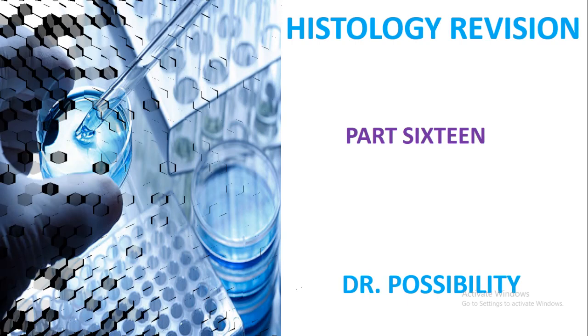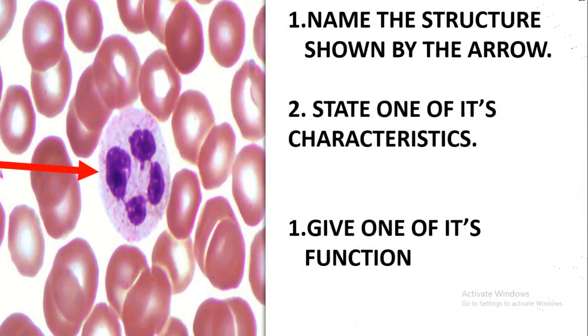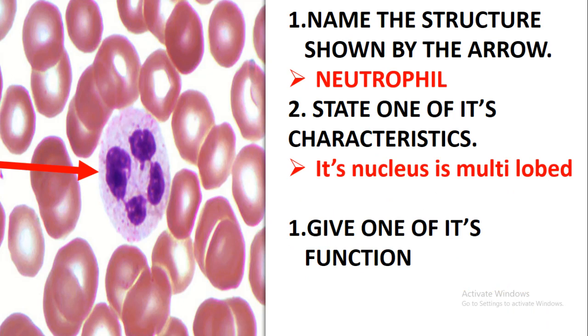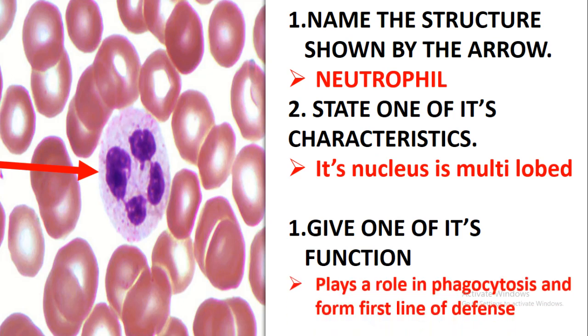Let's quickly get started. So, the first question in our part 16 of Histology revision is name the structure shown by the arrow. So the structure shown by the arrow, we can see it is multilobed, and this structure is simply the neutrophil. State one of its characteristics, which is just its nucleus is multilobed. Then give one of its function, which is just it plays a role in phagocytosis and forms the first line of defense. Let's quickly move on and look at the next question.